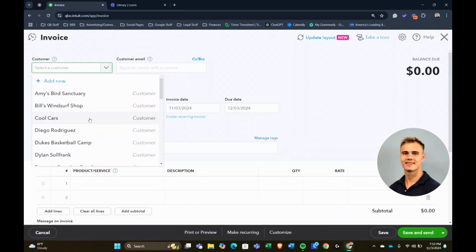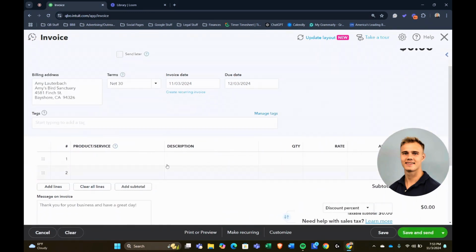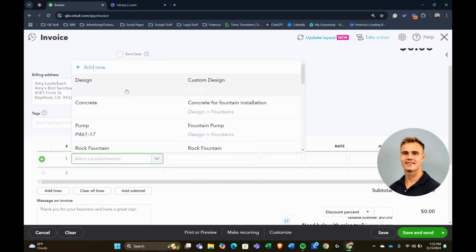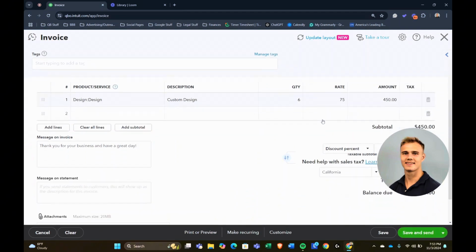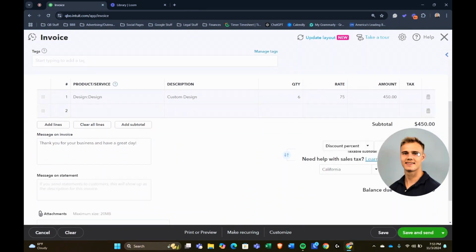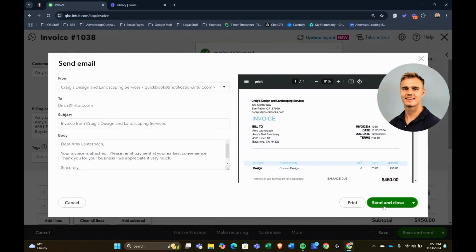And this invoice can really be anything. It doesn't have to be an invoice specifically. It could be an expense transaction. It could be some sort of bill. It could obviously be an invoice, for example, but it's basically any transaction that occurs in the business. So let's say we send Amy an invoice. We don't need to add this. Let's say we did some design services for her, 6 hours of design at a rate of 75, giving us a balance due of 450. So let's save and send. We can send and close.